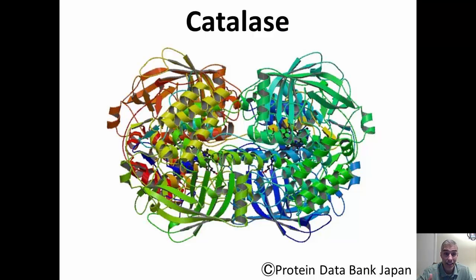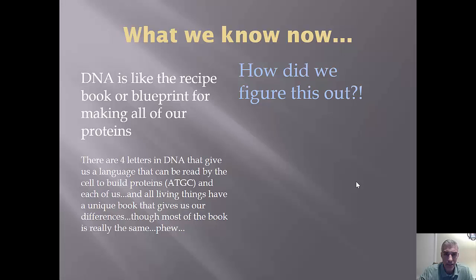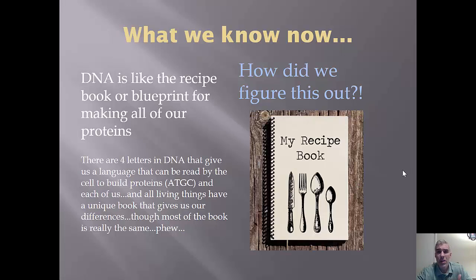All of these enzymes, catalase, like that was in the potato slushy that we're doing that lab on, right? So how does your cell know how to build these? So what we know now, this is the general gist, right? So DNA is like a recipe book. It is the instructions for building these individual proteins.